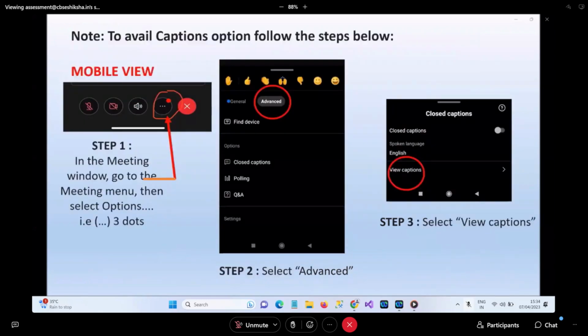Kindly note, to avail captions option, follow the steps below. If it is mobile view, step 1. In the meeting window, go to the meeting menu, then select options, that is the 3 dots. Step 2. Select Advanced. Step 3. Select View Captions.